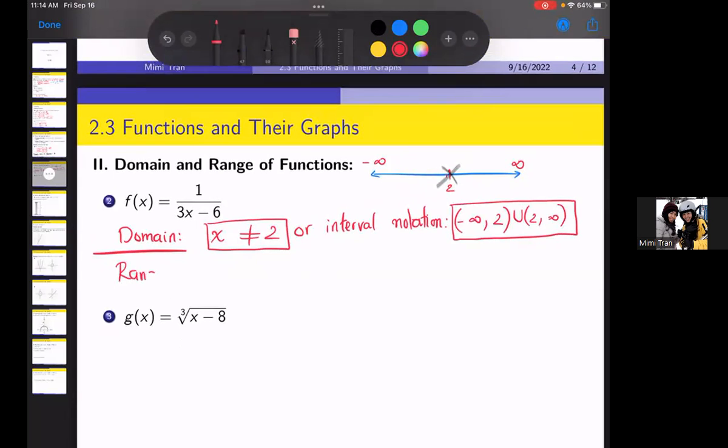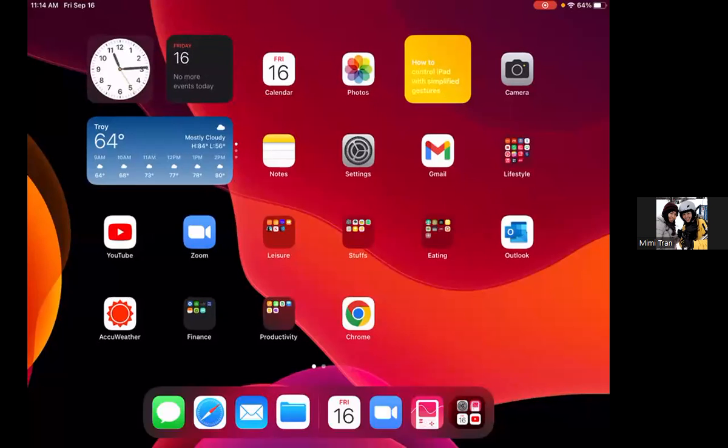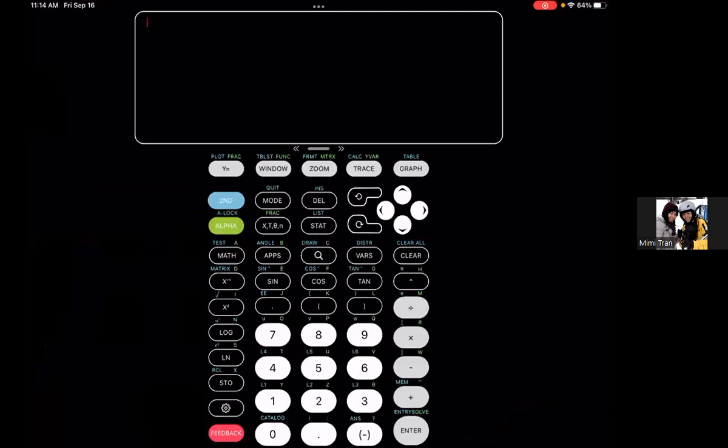Range. Range, you have to graph. Do you want to do it in decimal or do you want to do it in the graphing calculator so that you can practice for the exam? Graphing calculators. I prefer decimal, it's just easier for me. But for the sake of the exam here.